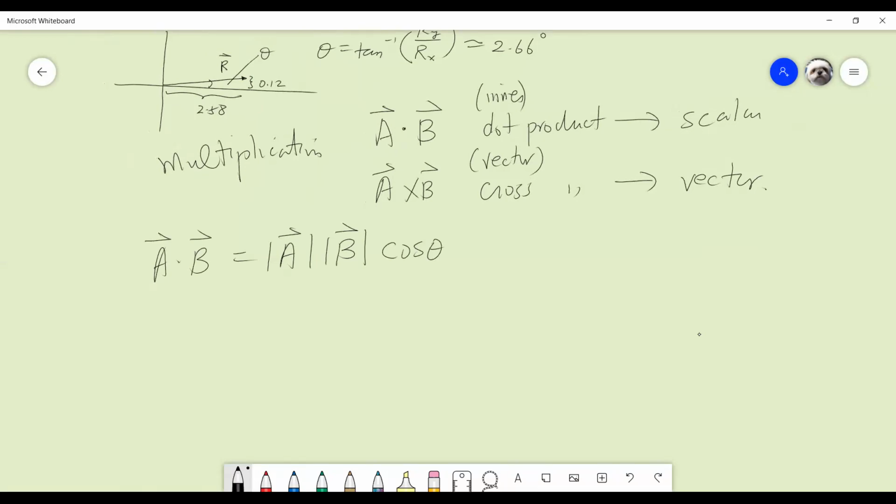Now, let's say I have A equal to 4 units at 60 degrees, and B will be 2 units at 30 degrees.